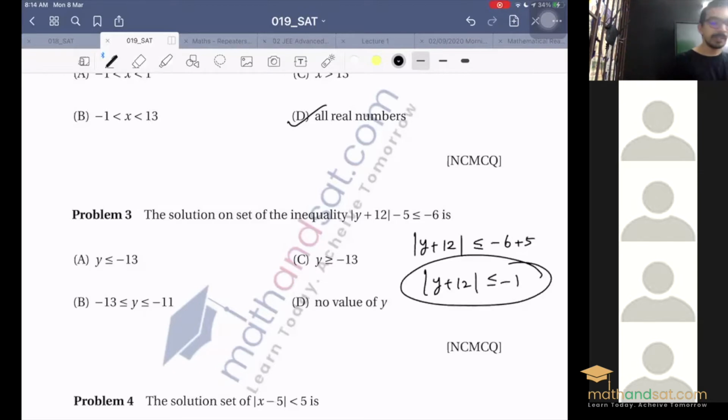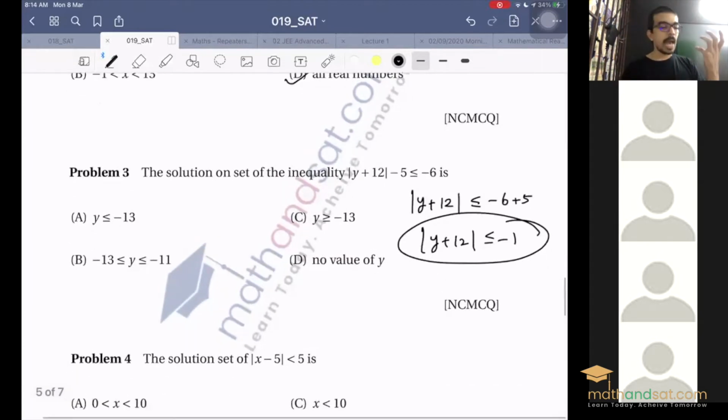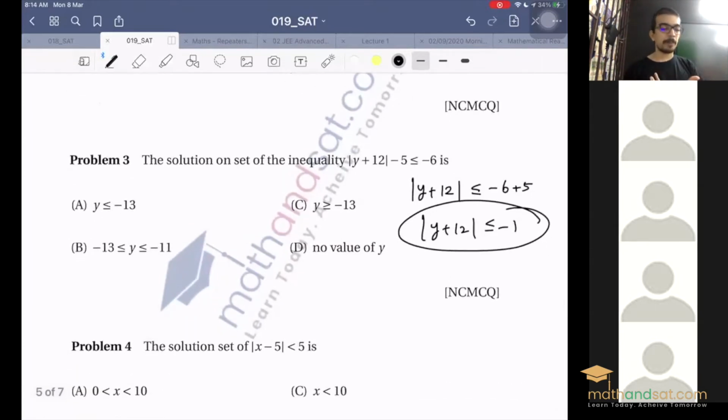Again, see this, the absolute value expression modulus of y plus 12 can never be less than or equal to minus 1. So the solution set is no value of y. No value of y is the solution set.